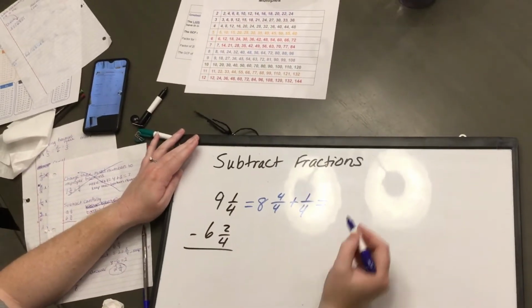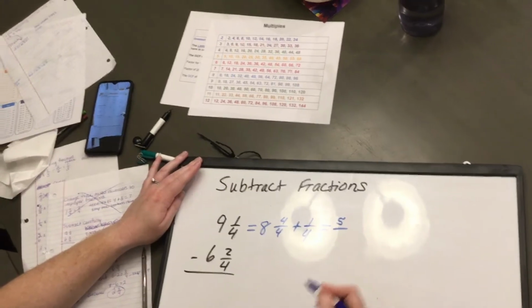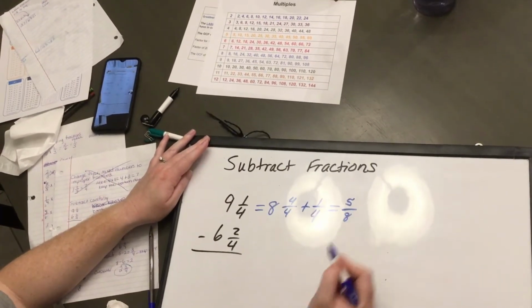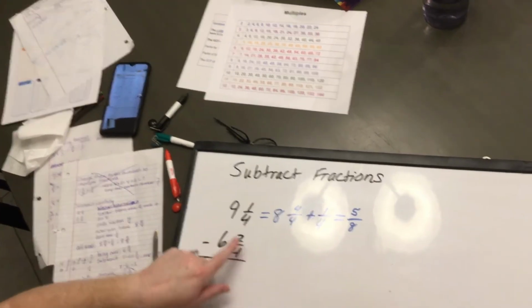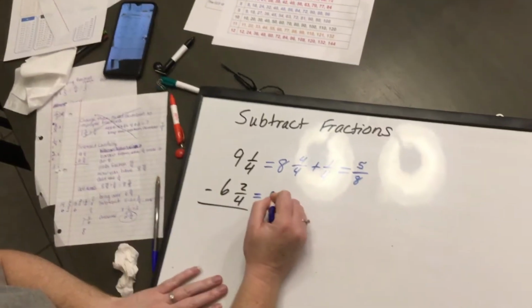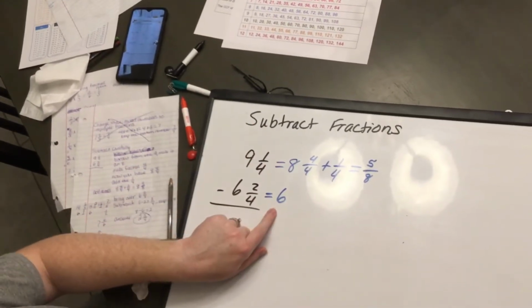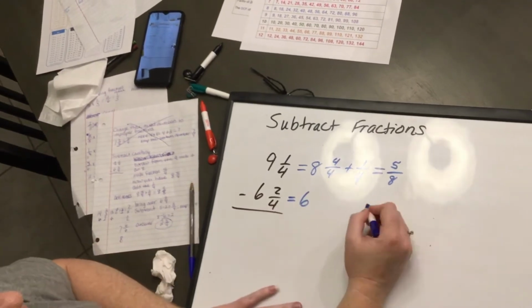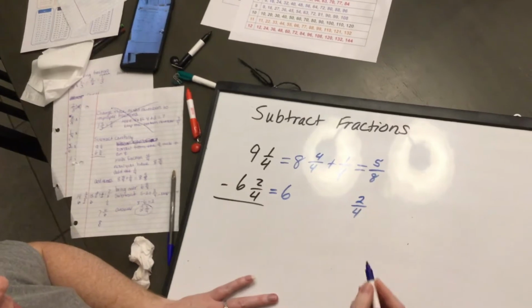So now we have 4 plus 1 is our 5, 4 plus 4 is our 8. Now we bring this whole mixed number over, where our whole number stays with our whole number. So we have our 6 here. Now we bring our fraction over here, so it's easier to subtract.